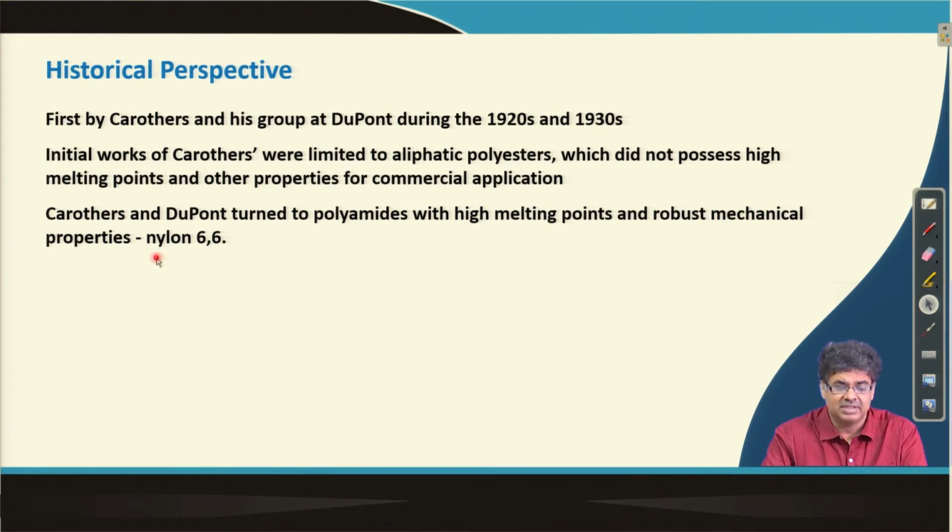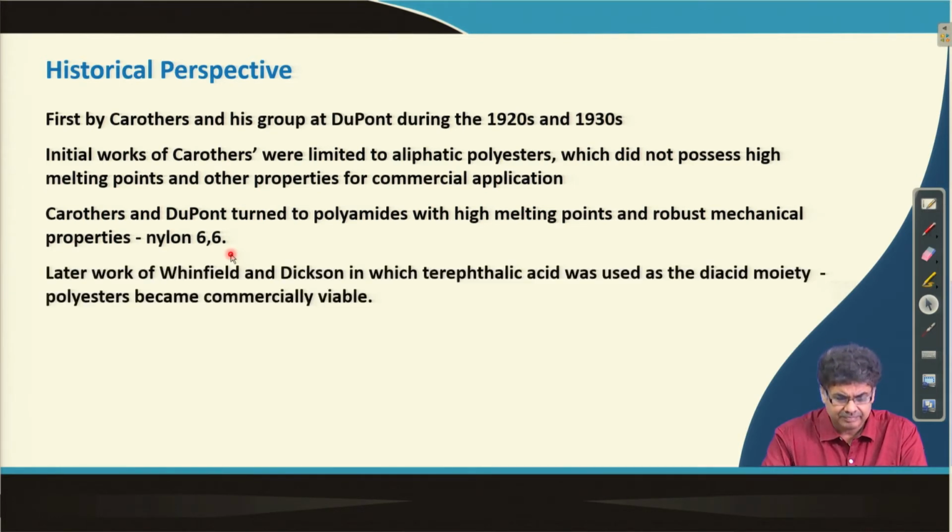And the first useful synthetic polyamide was nylon 6,6, which began the polymer age. Later work by Winfield and Dickson used terephthalic acid instead of isophthalic acid as the diacid moiety, and they could synthesize PET, polyethylene terephthalate polyester, which became commercially viable.